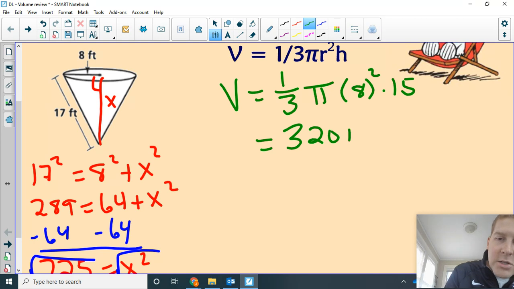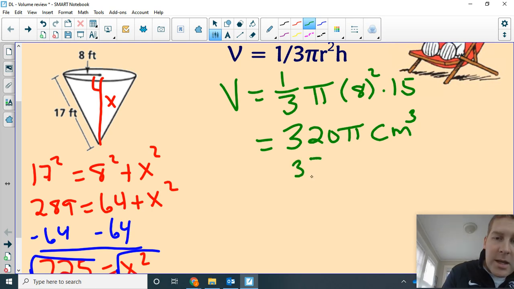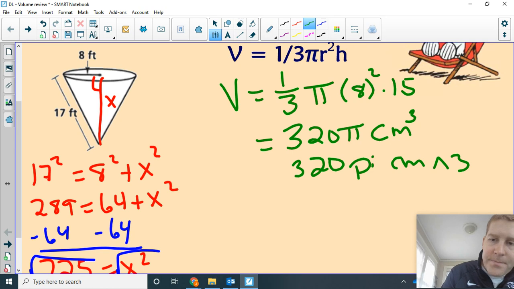We haven't included pi yet, so we just leave it on the end there. So I could write our answer as 320 pi centimeters cubed. We're using cubic units, which in the Google form, you would have had to enter as 320, write out pi, and then centimeters raised to the third. That's how I typed it into the thing.